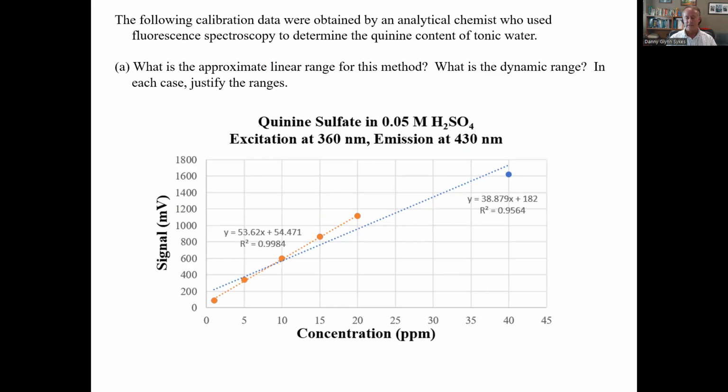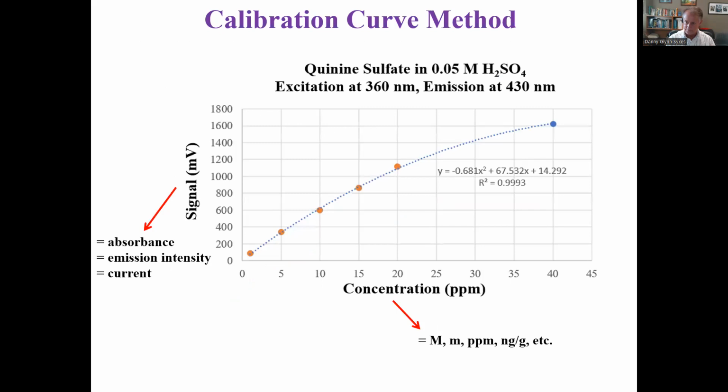And what I want to point out here is, why would we do that, right? The relationship is obviously curved. If I take into account all of the data out to 40 ppm, there's obviously a nonlinear relationship between signal and concentration, taking into account all the data. So I would never, ever fit all that data with a linear least squares best fit line. Use a polynomial, not a linear least squares best fit line.